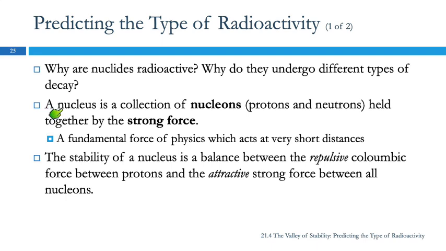So let's think about what the nucleus is. The nucleus is a collection of protons and neutrons, right? And so protons and neutrons together are called nucleons. They're like the residents of the nucleus, right? The nucleons. How do those get held together? Did you ever wonder about that?